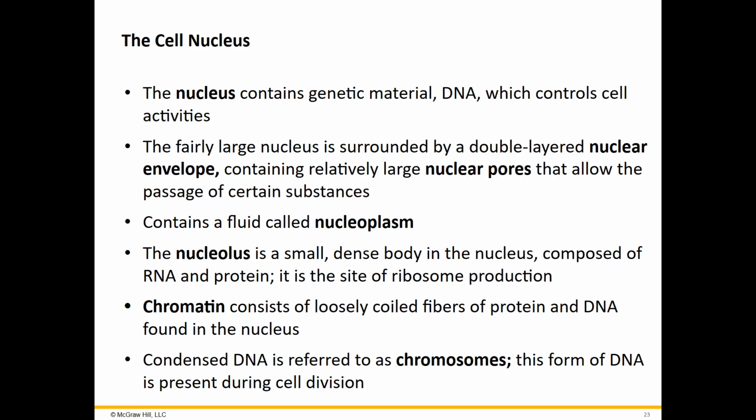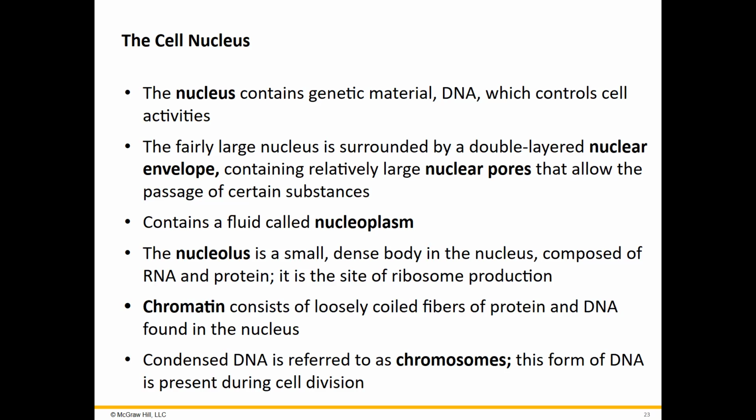So chromatin. Chromatin is the loosely coiled fibers of protein and DNA found in the nucleus. Normally in the nucleus, your DNA is kind of just a big wadded up mess of fibers. We call that wadded mess chromatin. When we condense the chromatin into really tightly packed big pieces of DNA, that's when we call it a chromosome.